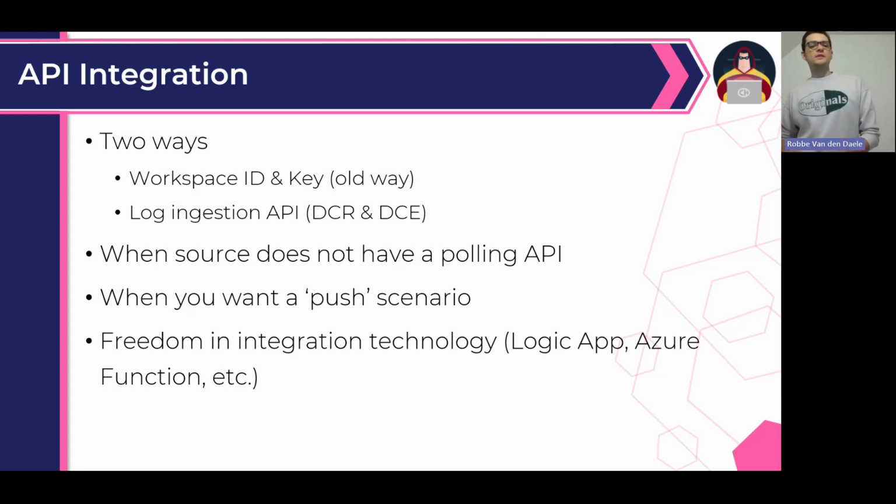When do you use the API integration? When the source does not have a polling API. If the source has a polling API, then I would recommend the codeless connector platform. So when you want to really push your data from your data source to the SIEM, there's a lot of freedom in integration technologies you can use. Like I said earlier, you can use Logic Apps, Azure Functions, or whatever you want. So it's just creating your own API at the end.